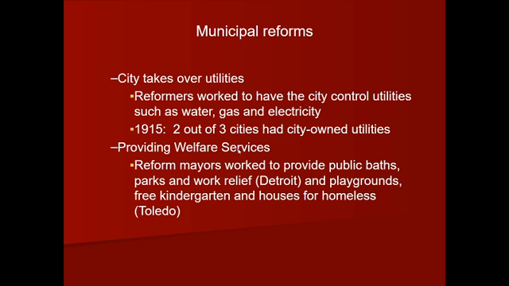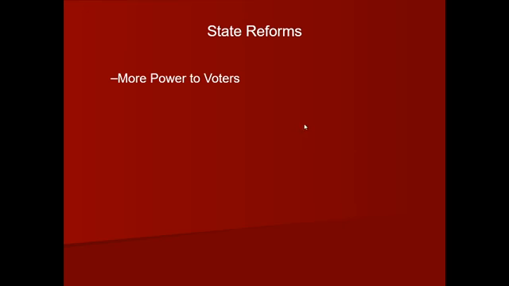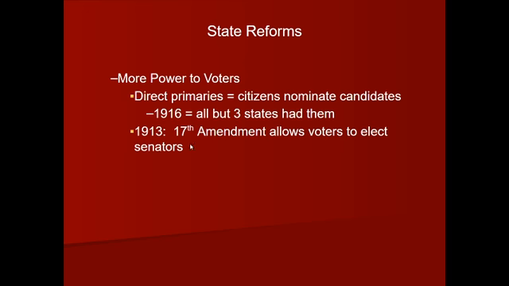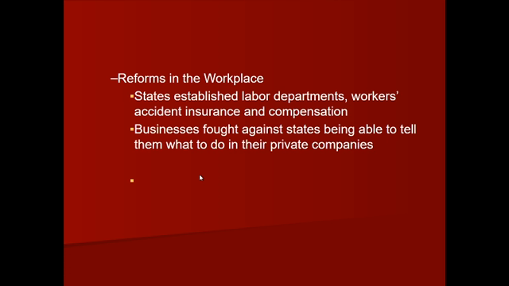Another thing that they did is provide welfare services. Detroit and Toledo, 2 cities close to us, are an example of where mayors tried to help people, like offering free kindergarten, houses to homeless, etc. Now at the state level, it was about giving more power to the people. We see direct primaries where the citizens actually nominate the candidates instead of political parties. By 1916, all but 3 states had them, and today we still nominate who we want to run for office. We get the 17th Amendment, which allows voters to select the senators that go to the U.S. Senate. Instead of the state government choosing, now the people get to vote. So it's all about giving power to the people.